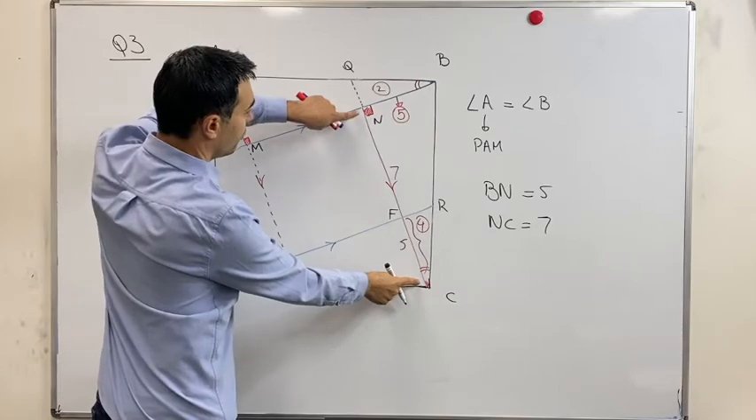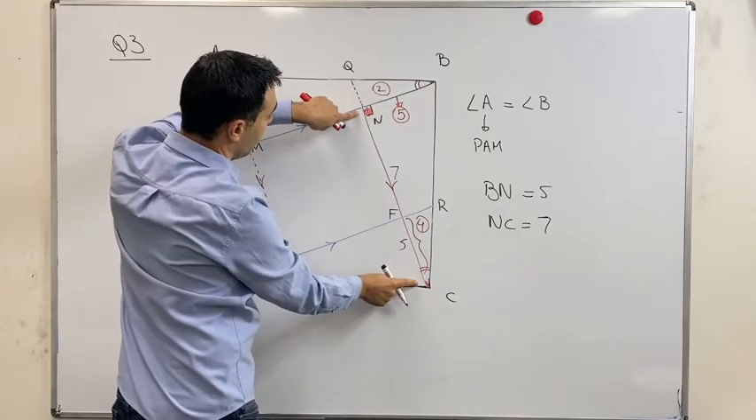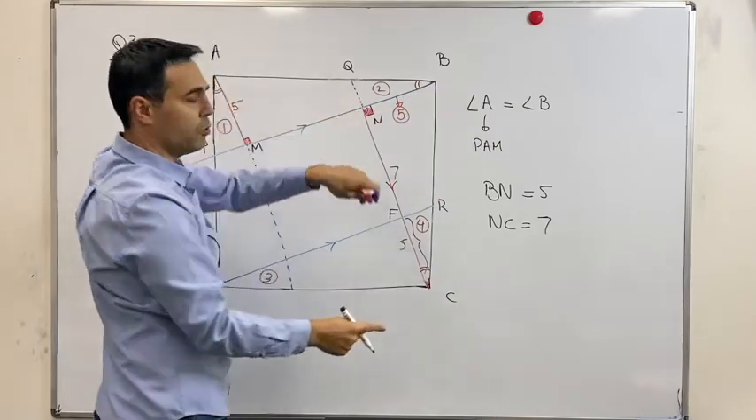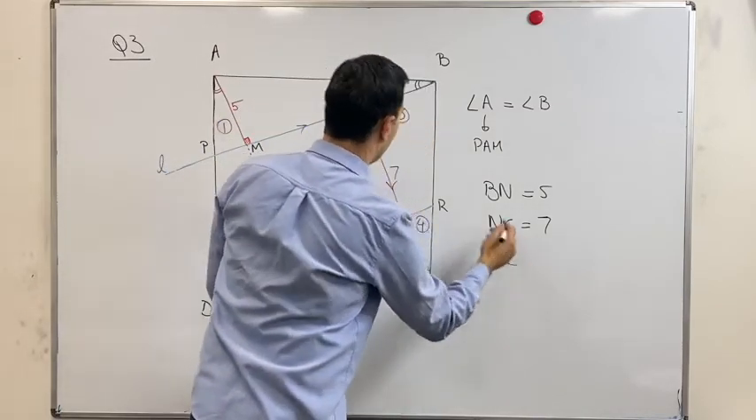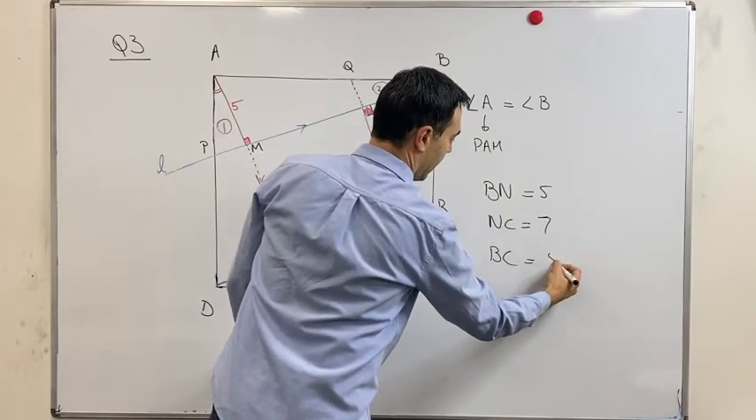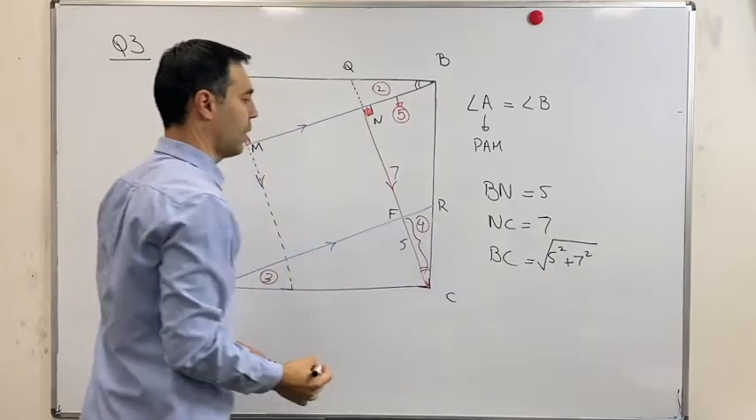The question turns into a very, very simple question. We have a right angle triangle. The whole thing is 7. This side is 5. What is BC? So you just use Pythagoras theorem, and we know BC is the square root of 7 squared minus 5 squared, and that's BC.